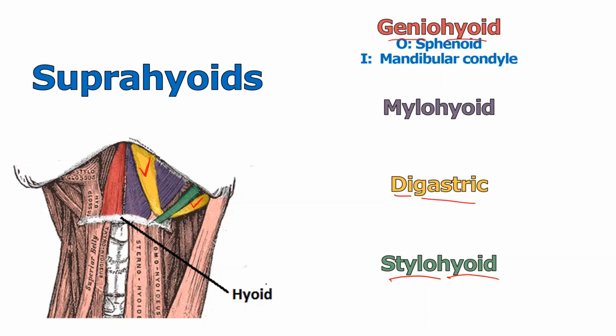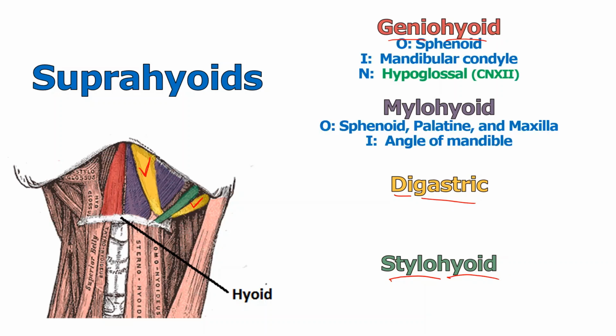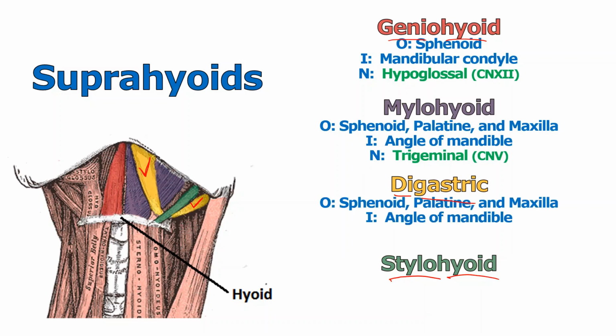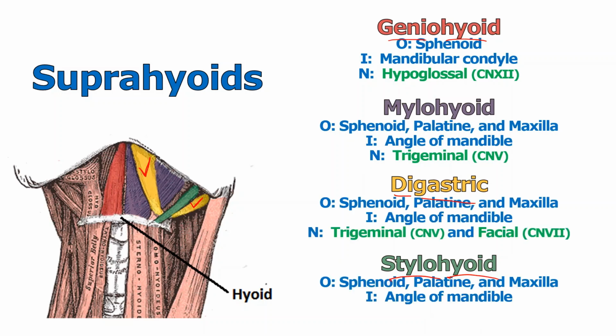So here are the details of each. Notice specifically the nerves here as I scroll through all these and how it's kind of a little bit of everything. You've got hypoglossal, trigeminal, facial. So keep that in mind. They're not all innervated by the same nerve.